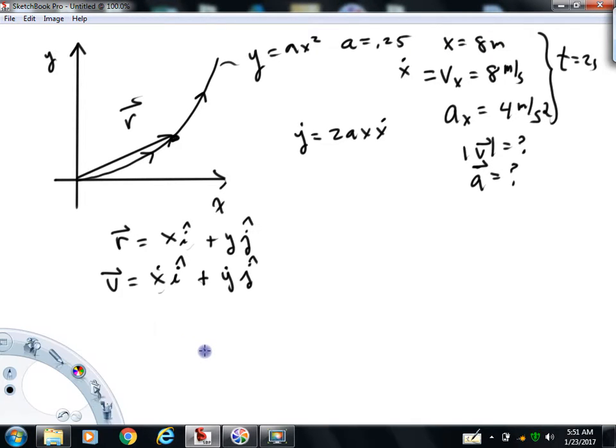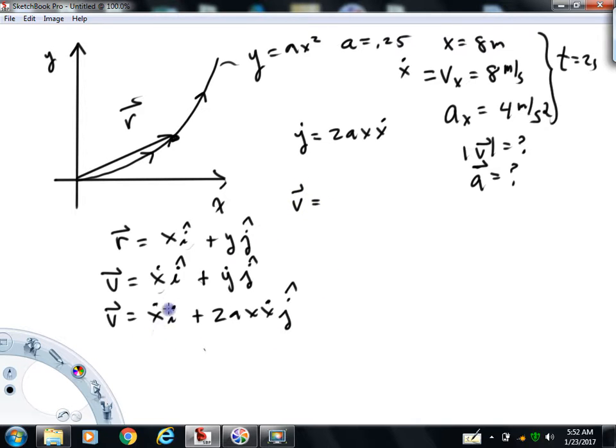I believe these are all values that we have here. So I'm going to write this out. Our velocity is x dot i plus 2ax x dot j. And it looks to me like there's enough information to go ahead and calculate our velocity vector and our speed right now. I'm going to go ahead and put numbers into this.